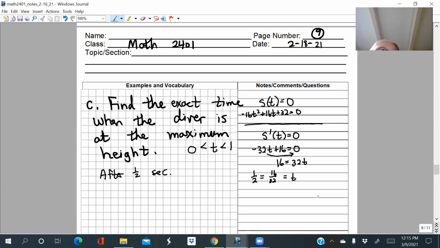Okay, so how can we determine, not when, we know that it's after 1/2 second, but how can we determine what the maximum height of the diver is? You can type if you need to. You can chat if you need to. No, Daniel, not gonna respond.